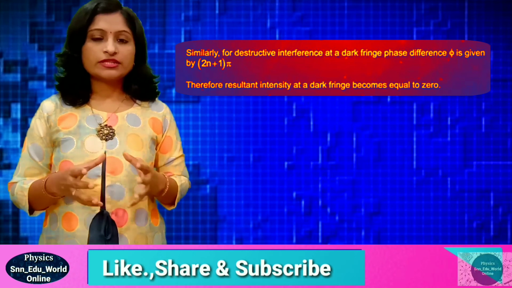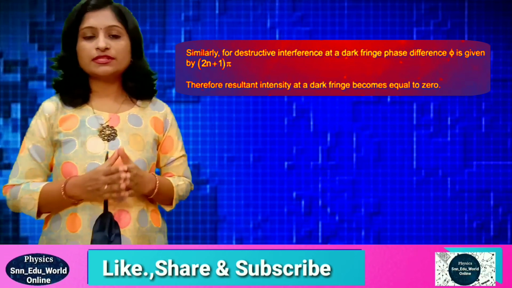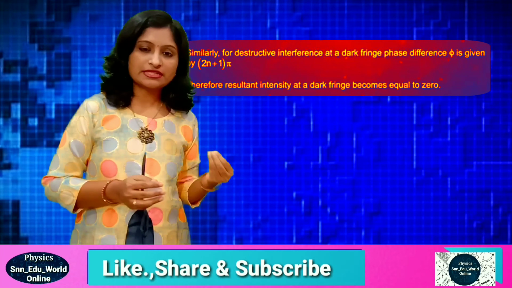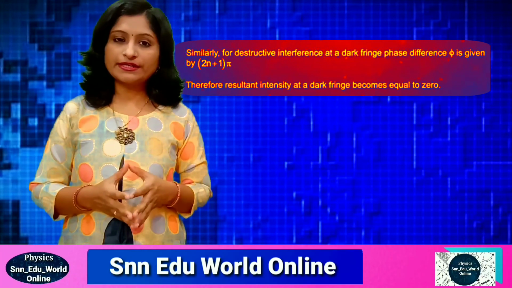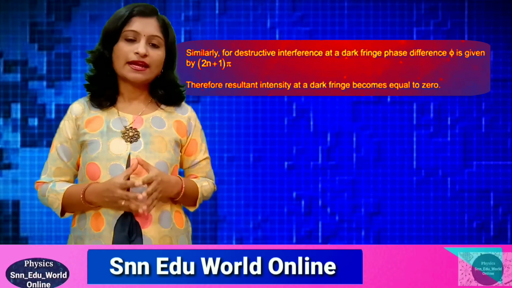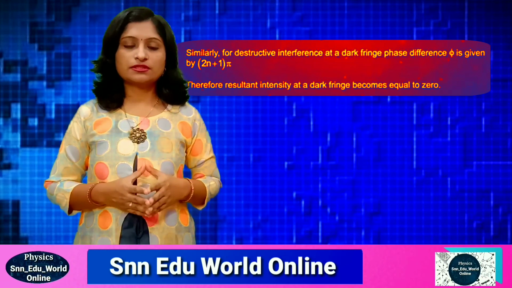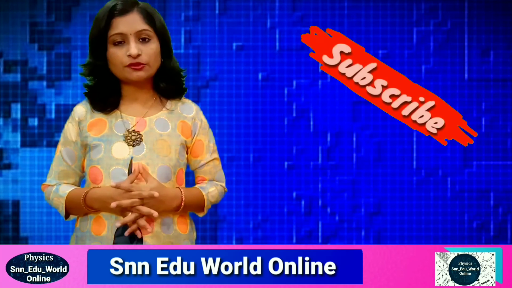So this is the total treatment of Young's experiment. The experiment is explained here, and later we discussed the analytical treatment for finding the fringe width and the intensity expressions for constructive and destructive interference.